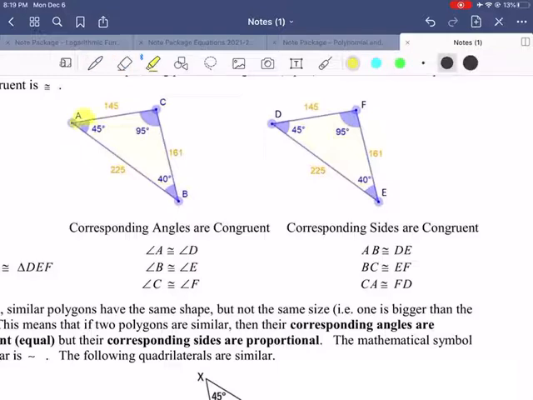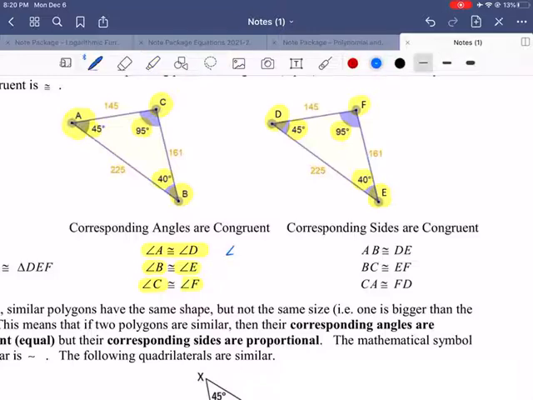For example, angle A is this corner and it has the value of 45 degrees. Angle D is also here and it has this angle of 45 degrees. So you can say that angle A is congruent with angle D. And you can go around each triangle and look. Angle C is 95 degrees, angle F is 95 degrees, so angle C and angle F are congruent. Angle B is 40 degrees and angle E is 40 degrees, so angle B is congruent with angle E.